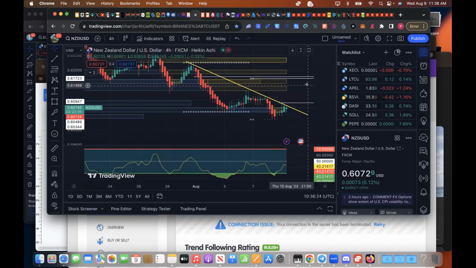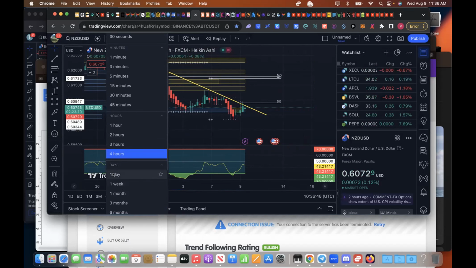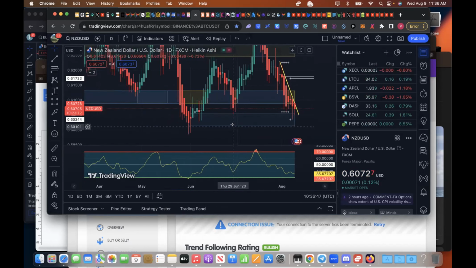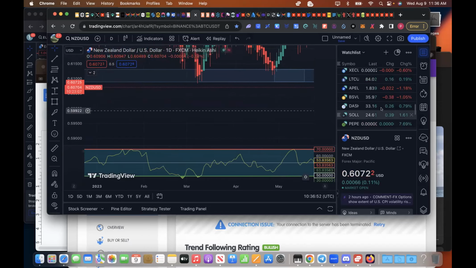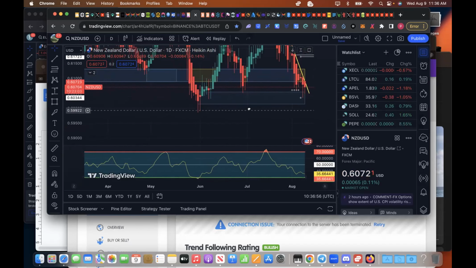I'm going to be looking at these 4 hours. We're going to be looking at selling positions, but I want to cross-check. Let me look at 1 day. The guy is losing strength shortly.